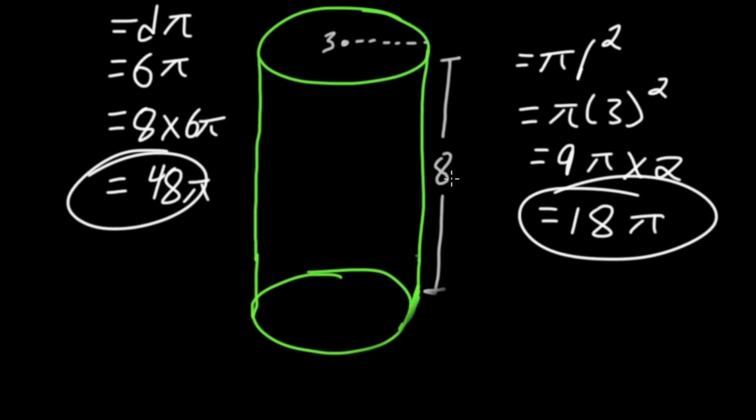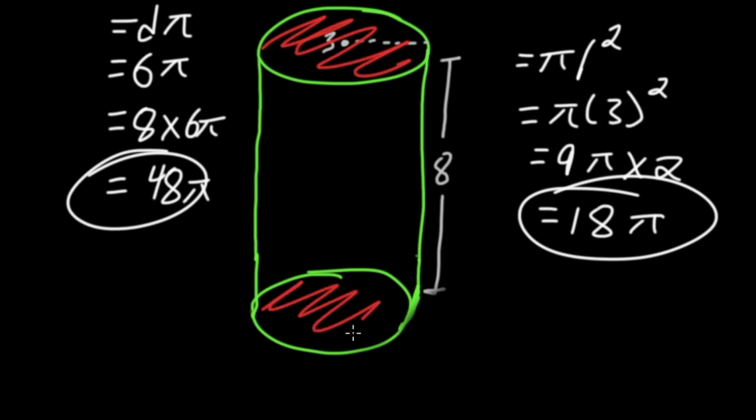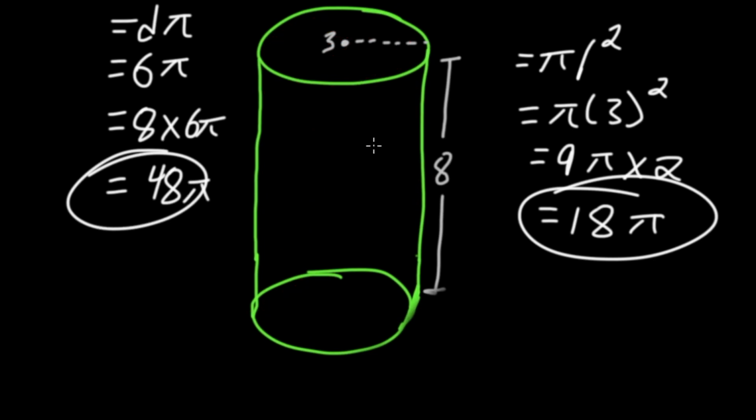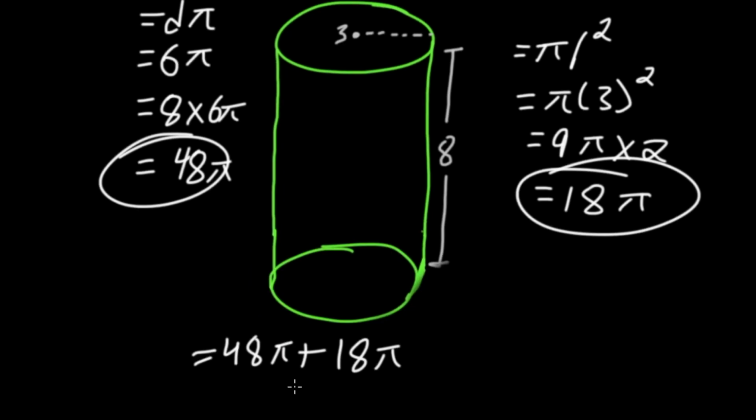And finally, our last step is to add these two sections together, because we have the top half and the bottom half of our cylinder over here, which is 18 pi. And we have our middle section here, which is 48 pi. So if we add these two numbers together, we will get our total surface area. So we have 48 pi plus 18 pi, which is equal to 66 pi, which is our answer.